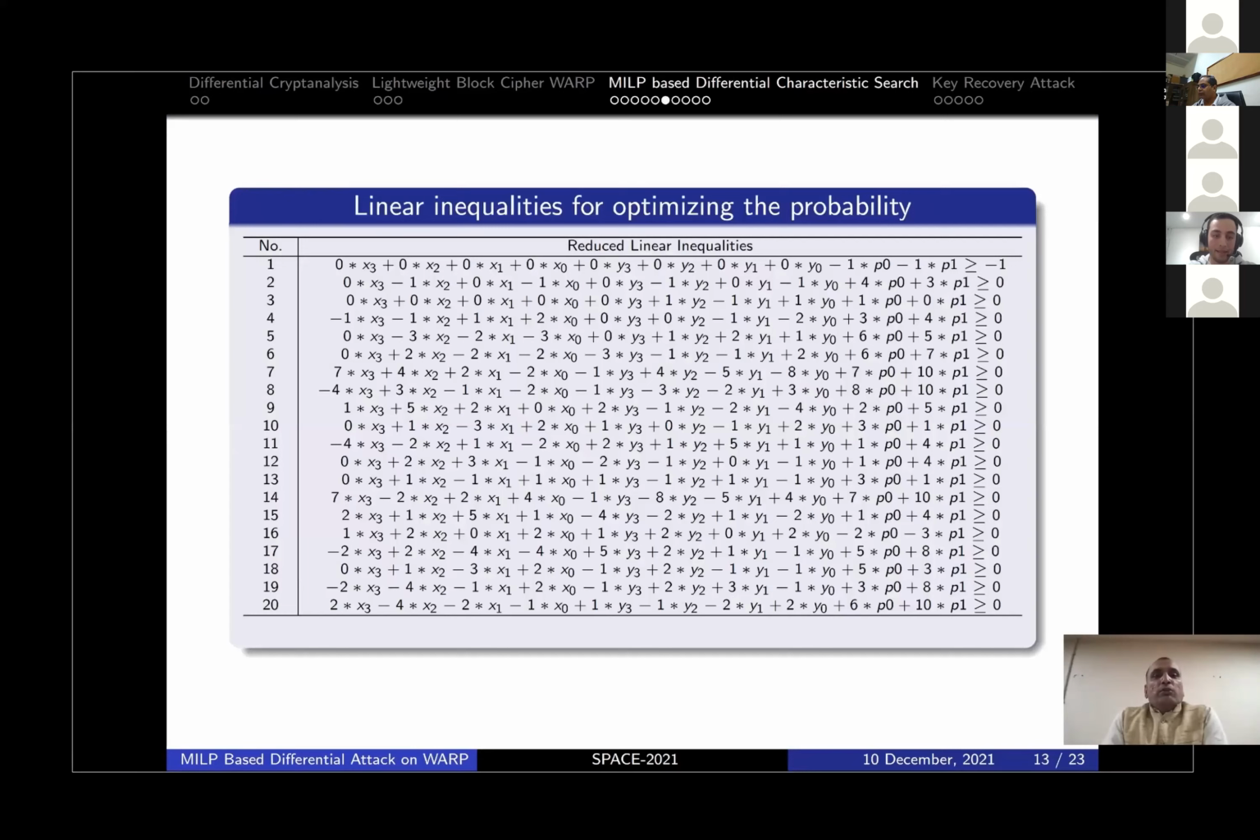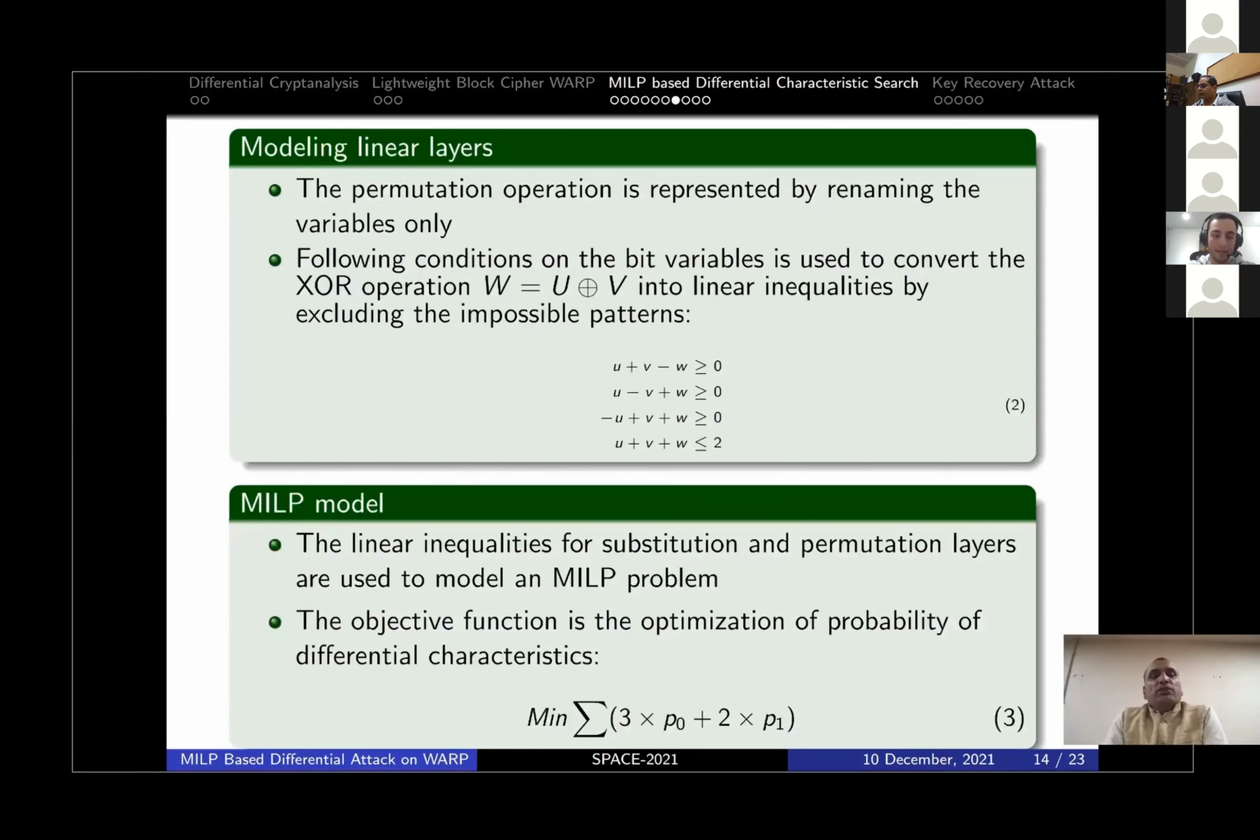Now we model the linear layers of the block cipher. In WARP, we have permutation operations, which are a nibble permutation. It is represented by just renaming the variables. We have XOR operations, so we represent them by inequalities by excluding the impossible patterns. Like in equation 2, for single bits U and V, we get output W. So we exclude the impossible patterns and express the XOR operation by linear inequalities.